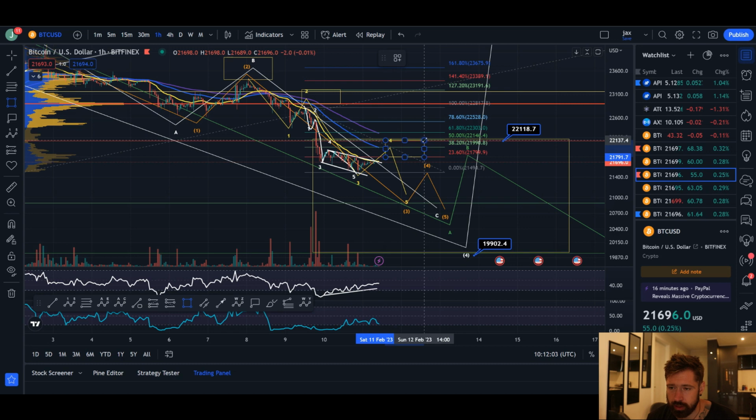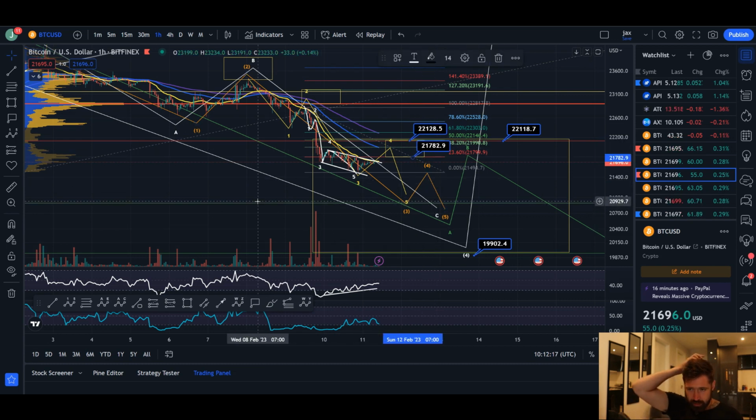So currently that's sitting in between 21.7 and about 22.1. If you break 22.1, it validates that as a wave 4, but I don't think that's likely. And then you would come down, complete the wave 3, 4, 5.